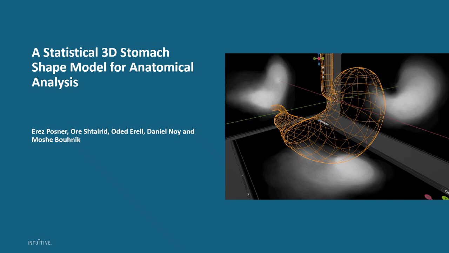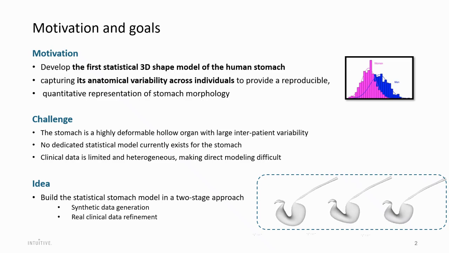In this video, we wish to present our work, a statistical 3D stomach shape model for anatomical analysis. In this work, we developed the first 3D statistical shape model of the human stomach. Our goal was to capture the stomach's anatomical variability across individuals and to provide a quantitative representation of the stomach morphology. The main challenges were the stomach's high deformability and the lack of an existing dedicated statistical model. Our solution is composed of a two-stage approach: synthetic data generation and real clinical data refinement.